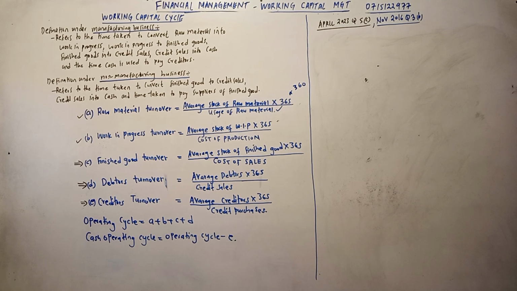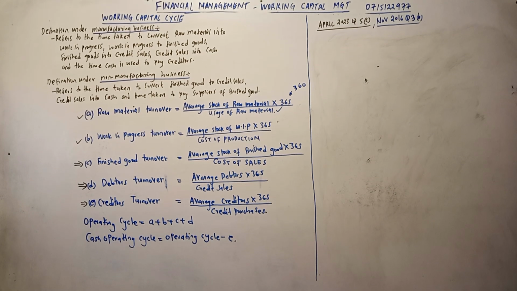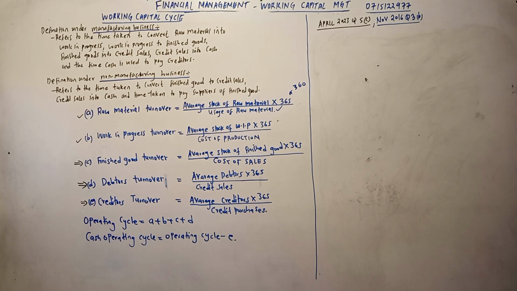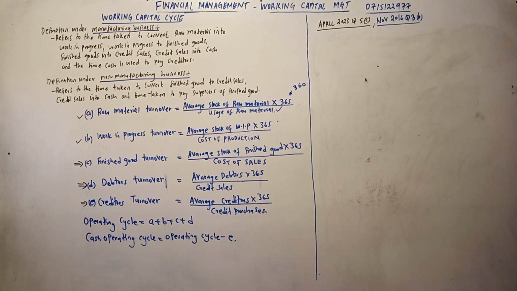The question reads: the following information was extracted from the financial statement of a manufacturing company. So we have the information there. Required: number 1, the operating cycle in days, and number 2, the amount of working capital required. So we'll start with the first one, the number of days.